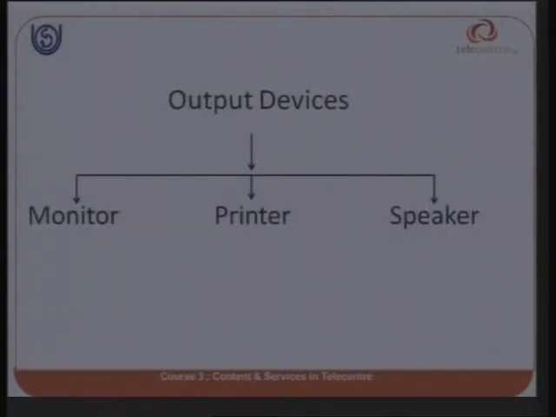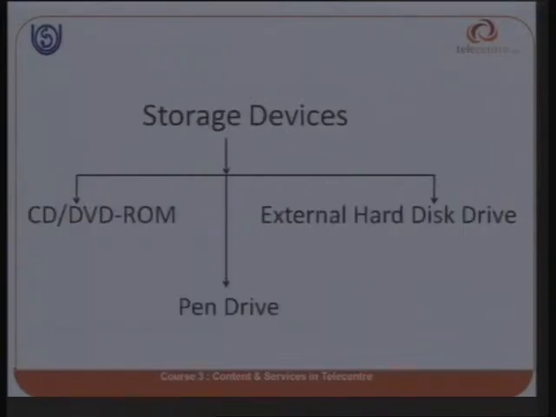And then output devices. So what are these output devices? First a monitor, so whatever output we see, it's through a monitor, right? And if you need that same information to be printed, you can use a printer. And suppose if it's volume based information, you can get the output through a speaker. And then another set of devices are called storage devices. These are CD or DVD ROMs, external hard disk drives, pen drives. So I think most of you might have heard about these.